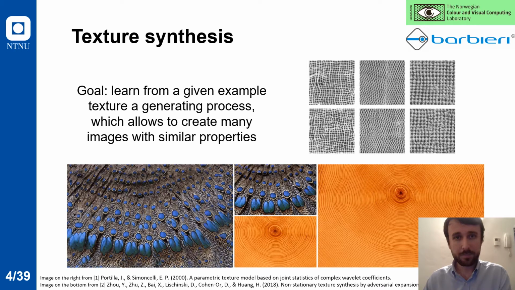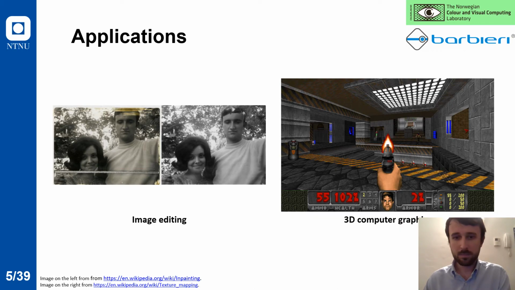The evaluation criterion used to judge the quality of a synthesis method is usually human inspection, meaning that the synthesis method is successful if a human observer cannot tell the original texture from a synthesized one. There are various applications of texture synthesis. The most prominent ones are essentially image editing and 3D computer graphics.